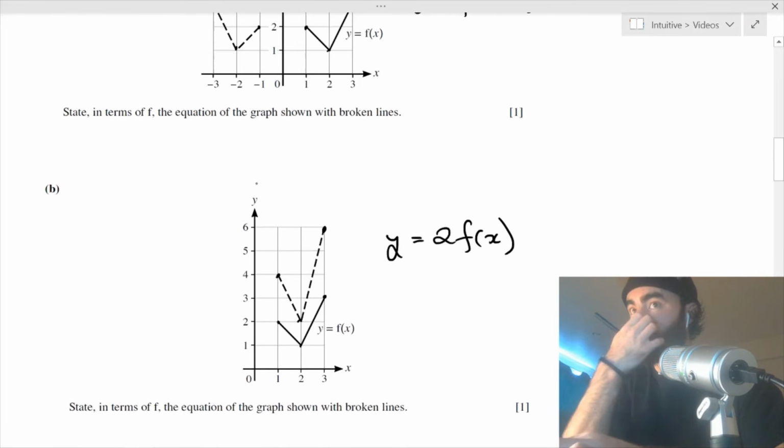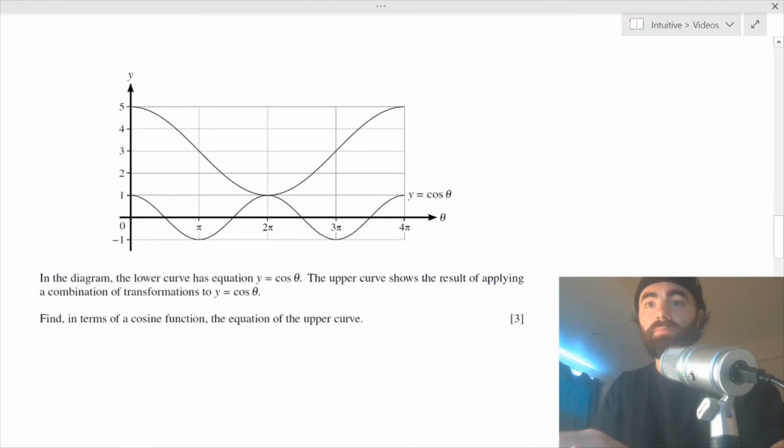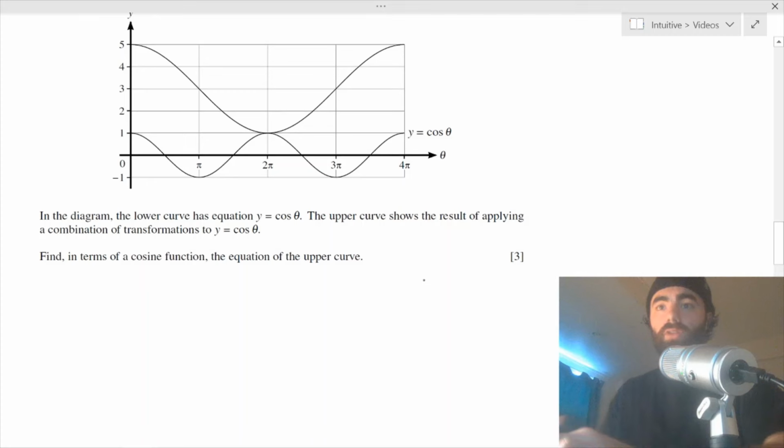Okay, so that gives you a little taste of some of the theory we went through. That was a question they asked one year. Okay, let's do one involving trig functions.